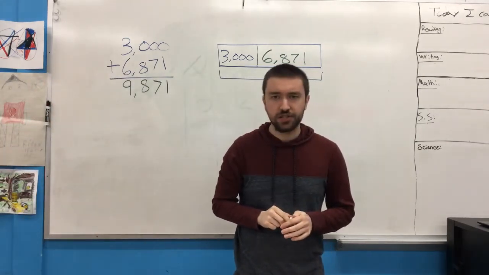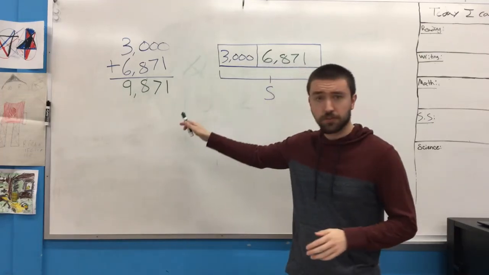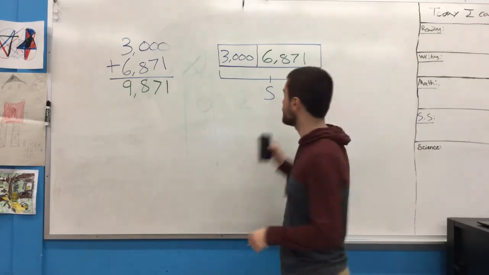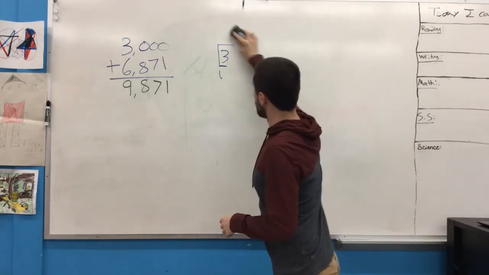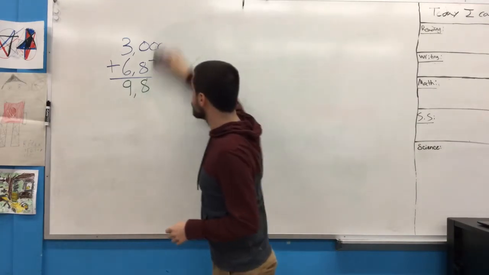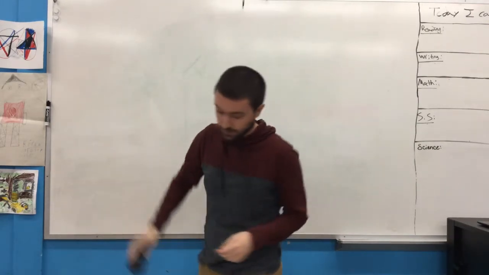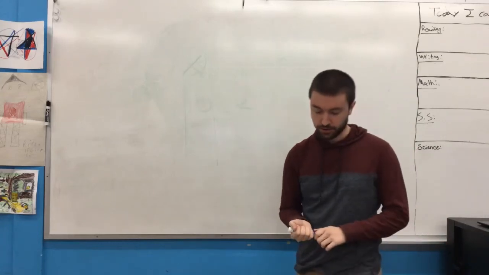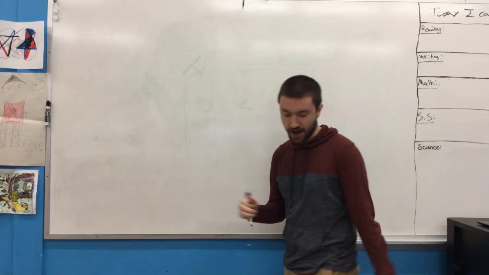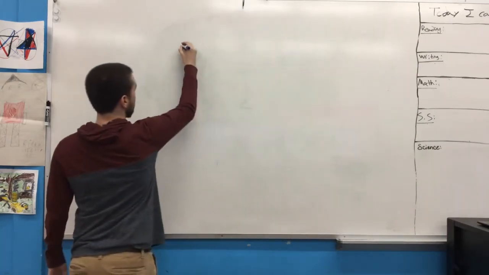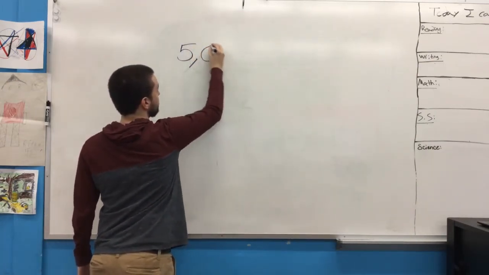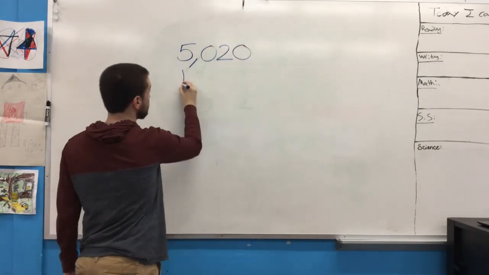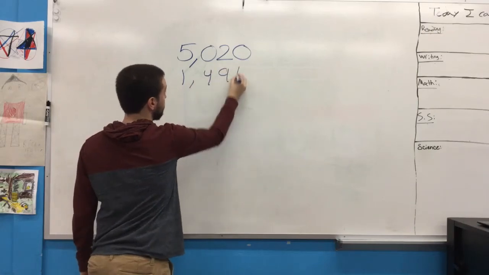Let's jump down to question 7. If you need to look at this any longer, just pause the video. If not, we're going to move on. Let's look at question 7. So again, we're going right down the left side of the page. This time, we're just going to do the standard algorithm. So let's take a look here. 5,020 plus 1,491.